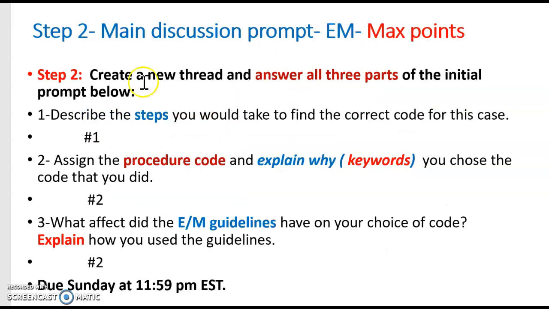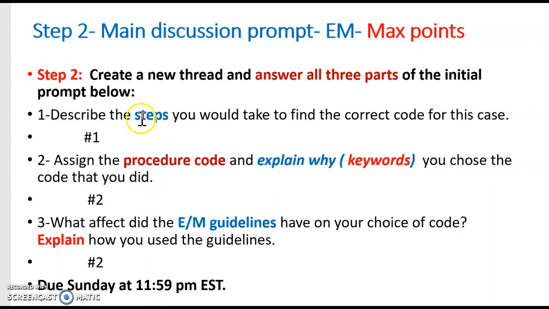Now we come to the questions, and the questions again are divided into step 2 and step 3. Step 2 is your main discussion prompts, and remember, these are the questions that you are answering to me by reading the book, by finding the coding guidelines, by giving me all the details of the scenario as to how you found the codes and what the details are. Step 2 says answer all 3 parts. That doesn't mean that you only have 3 questions, because some of these questions may be divided into 2 questions each. So these 3 questions are actually divided into 5 questions.